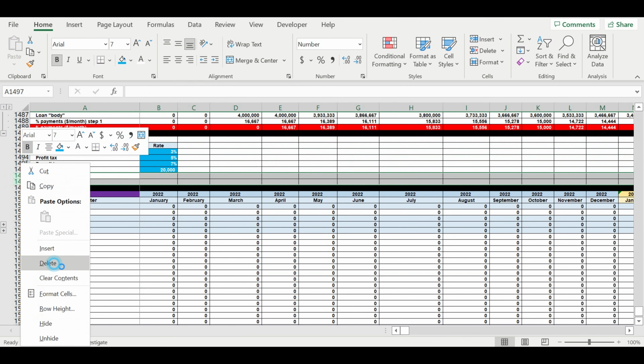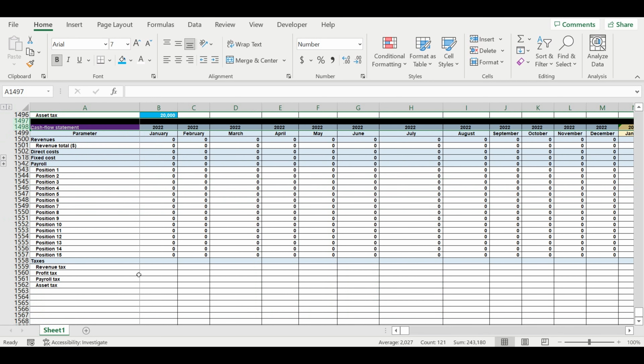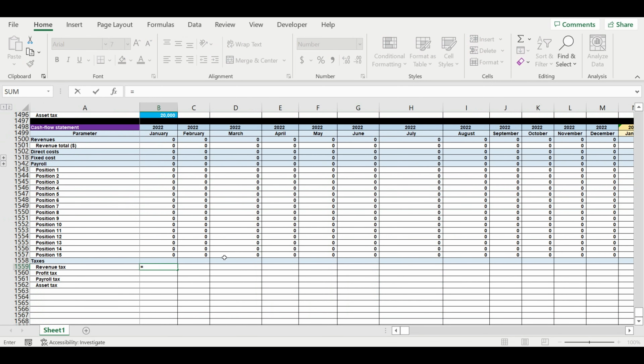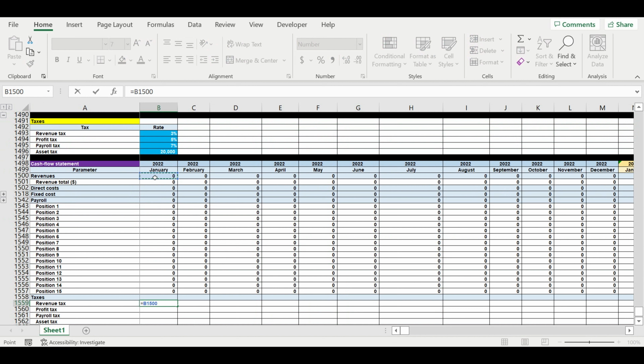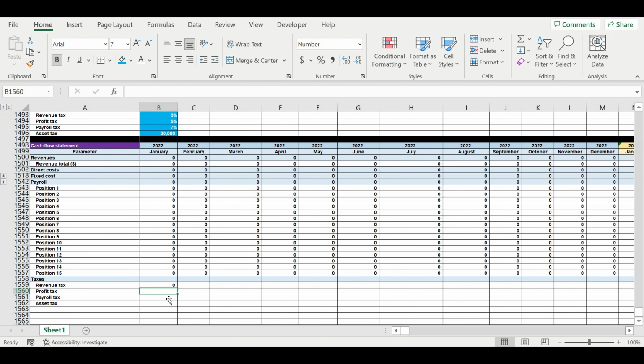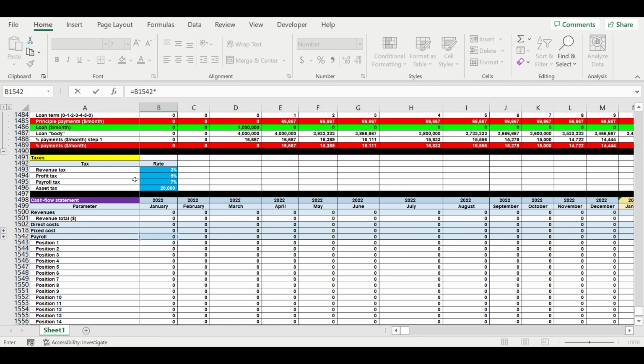Delete these lines. The revenue tax, we will take the revenues from here. The tax rate will be taken from here. We are freezing column and row by freezing the cell. Profit tax, we will wait till the end of the cash flow statement. Payroll, we are taking this line, multiplying this, freezing the cell of the tax rate.